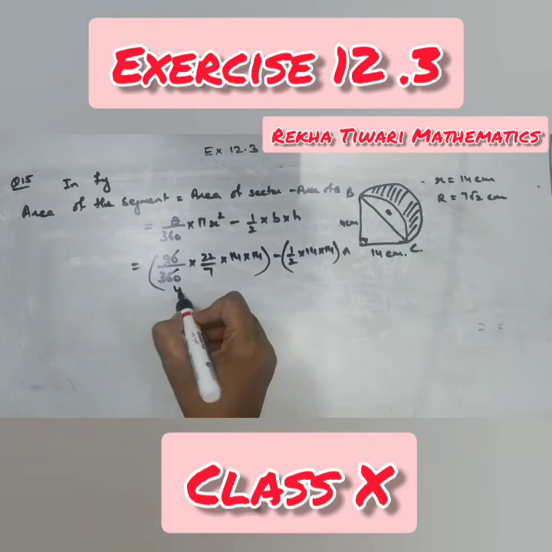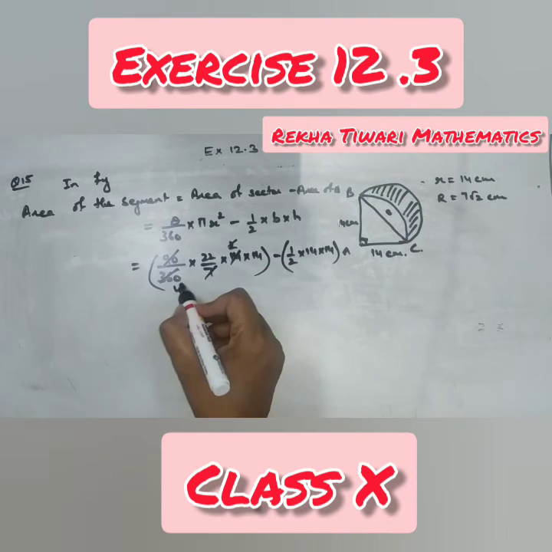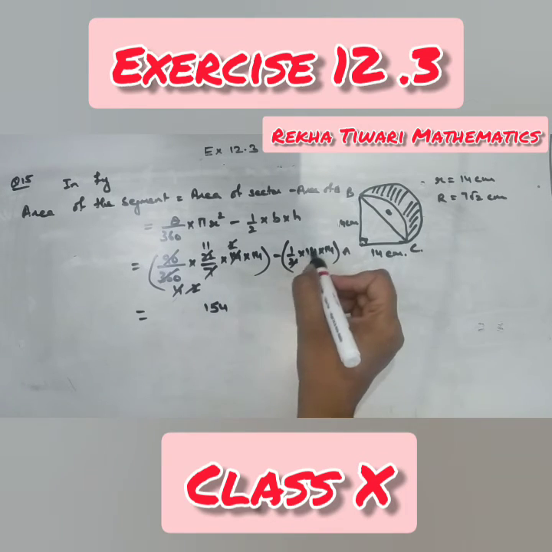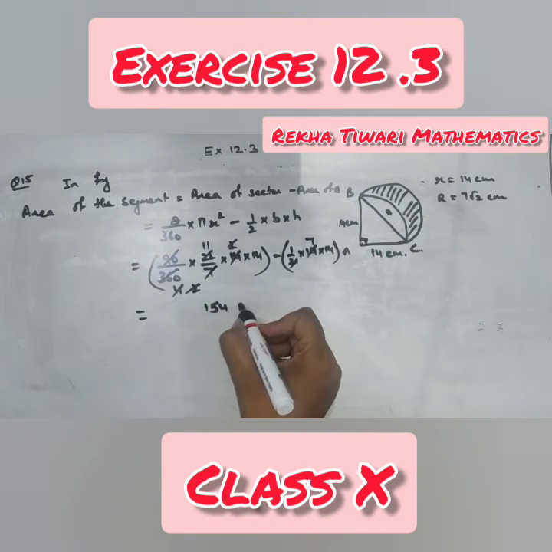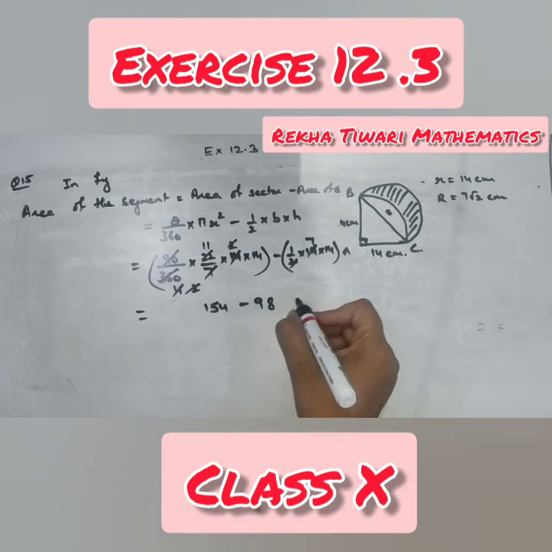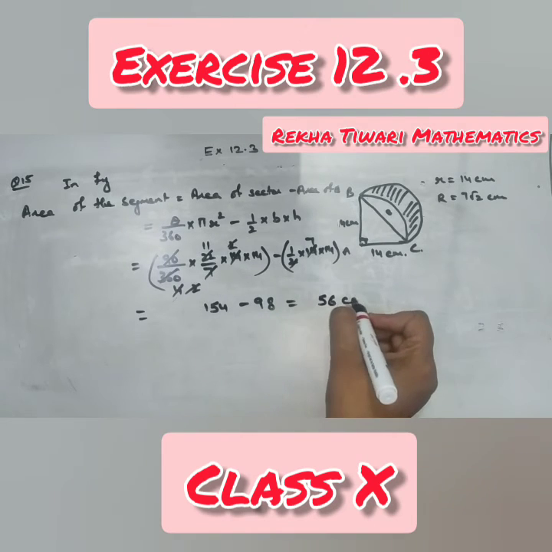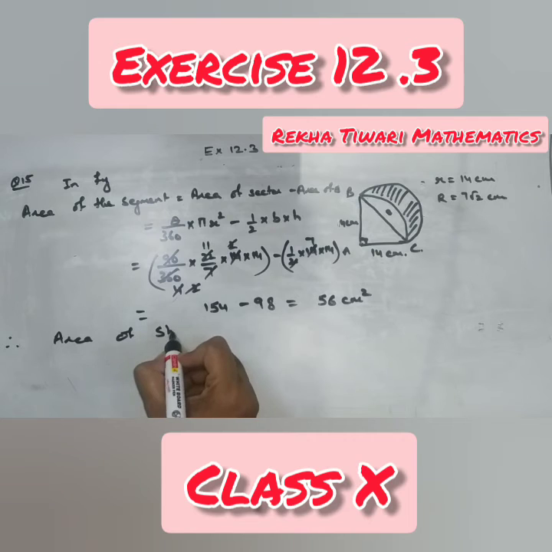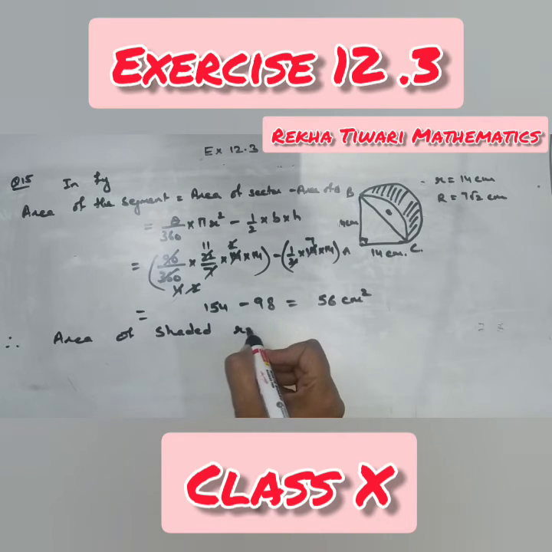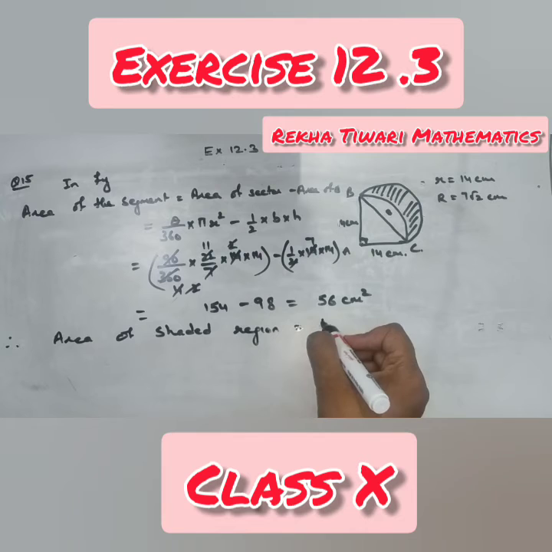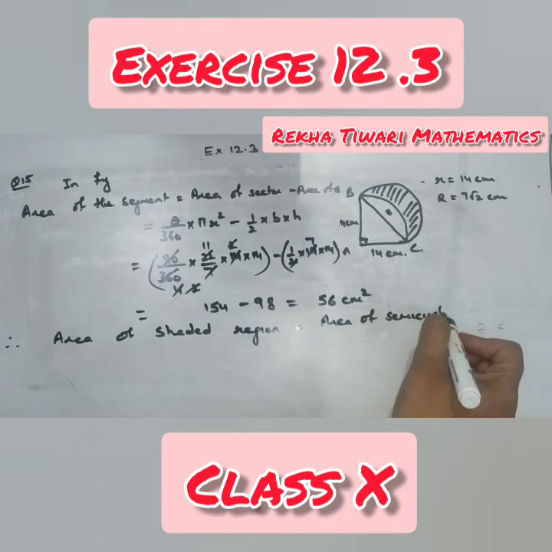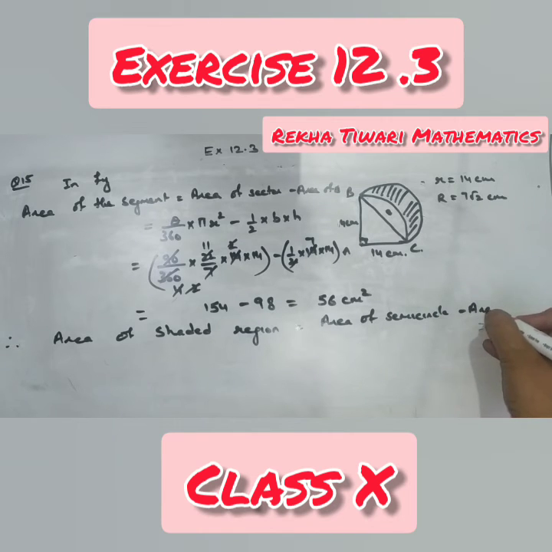Cancel 4, 7, 2. It comes out to be 154. And here it comes out to be 98. So 154 minus 98 gives you 56 centimeters square. This is the area of the segment. Therefore, area of shaded region is equal to area of semicircle minus area of segment.